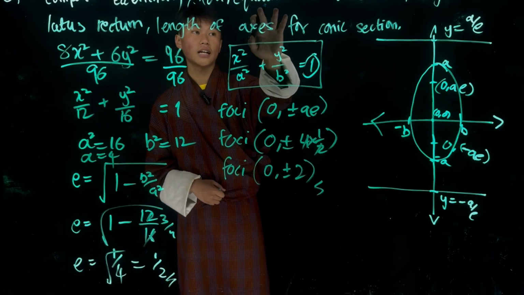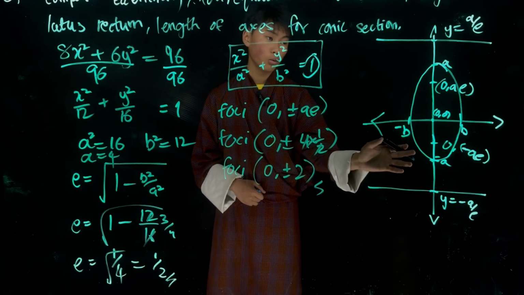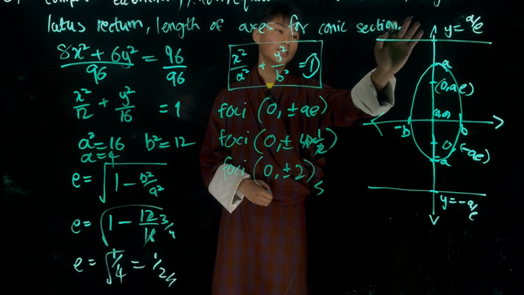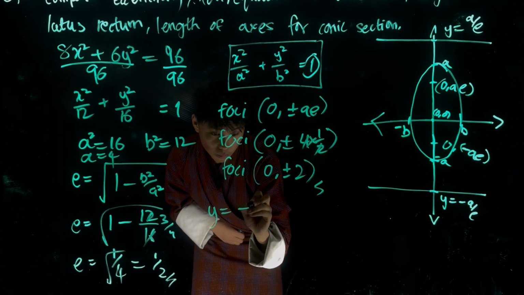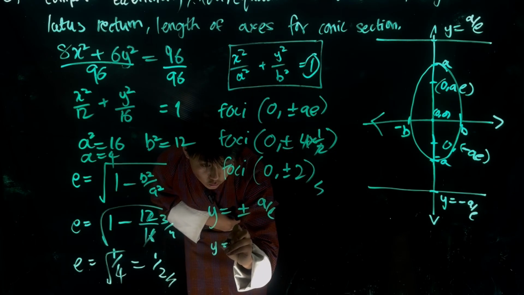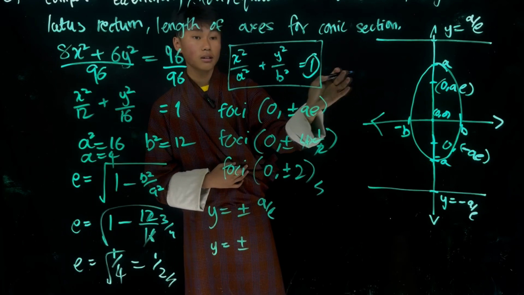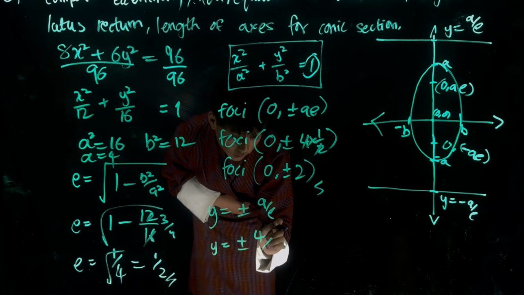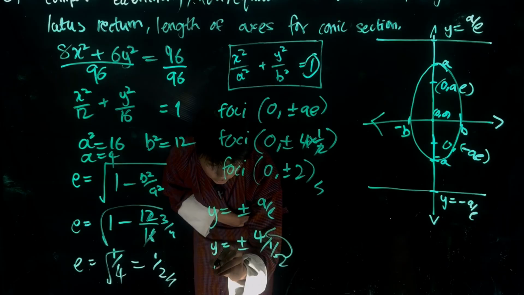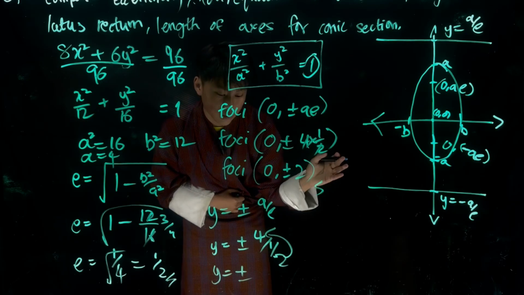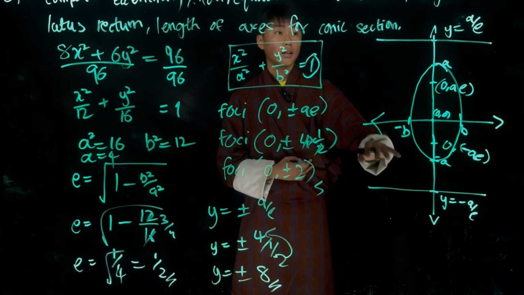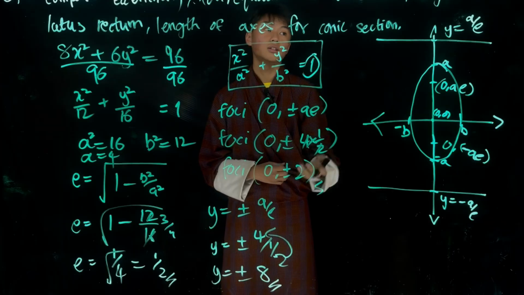So now we have the eccentricity and the coordinates of the foci. Next, we have to find the equation of the directrices. If you are able to visualize what your ellipse will look like, this will be very easy. The equation of the directrices will be y equals plus minus a by e, plus minus because there will be two directrices. The value of a is 4 as we have found earlier, and the value of e is half. We take the reciprocal, and the equation of the directrices will be y equals plus minus 4 times 2, which is 8.